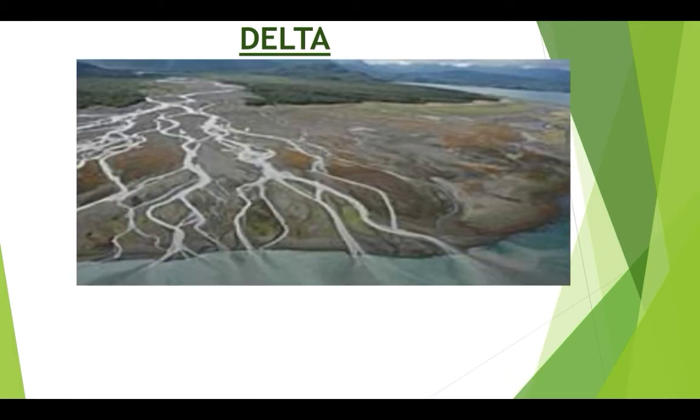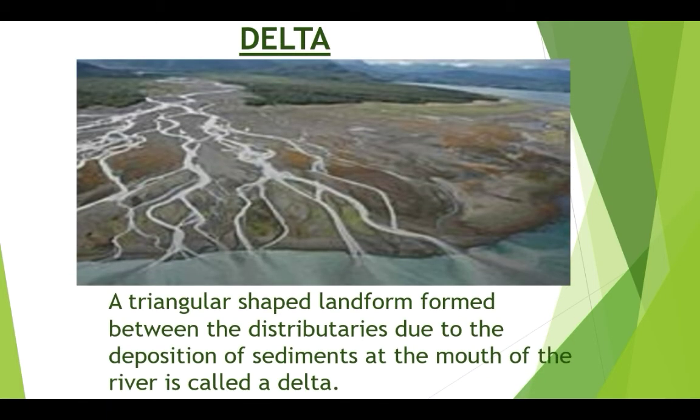Delta. A triangular shaped landform feature formed between the distributaries due to the deposition of sediments at the mouth of the river is called a delta. Sundarban Delta, which is known as Ganga Brahmaputra Delta, is the world's largest and fast growing delta. Delta is formed at the mouth of the river where river merges with sea.